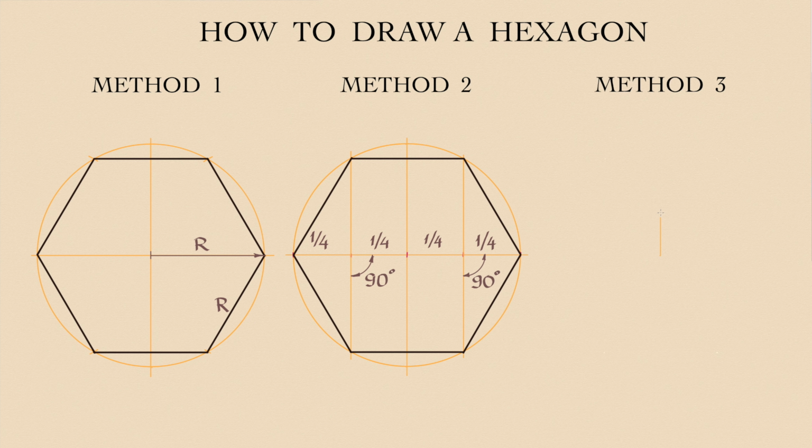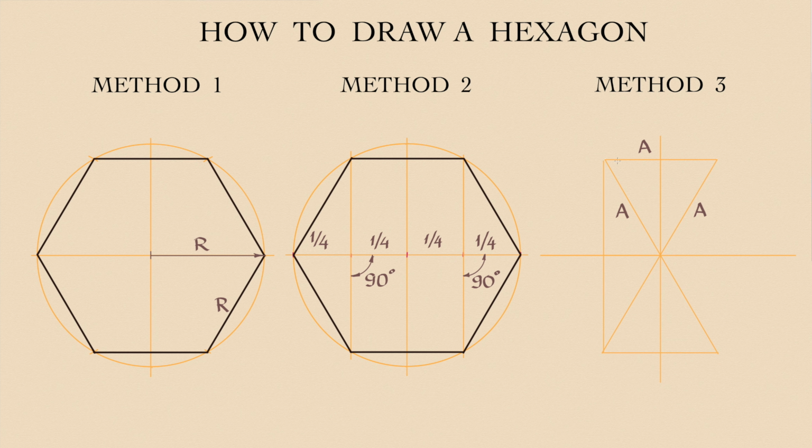And finally, I will show you the third method of drawing a hexagon. You can draw 2 axes of the hexagon perpendicular to each other. Then, use these axes to draw 2 equilateral triangles. Equilateral triangle means that its 3 sides are equal to each other. I mark this dimension as A.